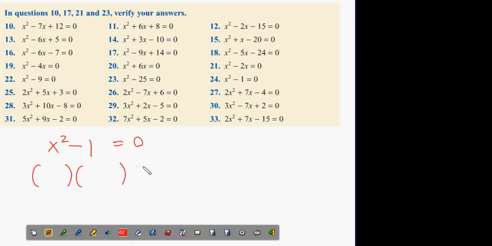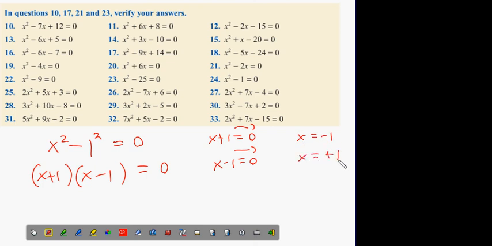Find the square root. X plus 1, x minus 1. Okay, because that's basically the same thing. 1 squared is the same as 1. So you said x plus 1, x minus 1. Then what? X plus 1 equals 0, x minus 1 equals 0. Move to the other side. X equals minus 1, x equals plus 1. Okay guys.